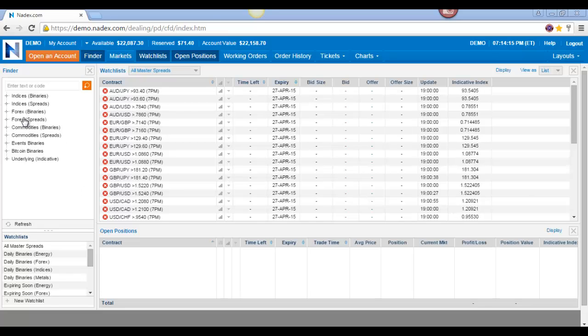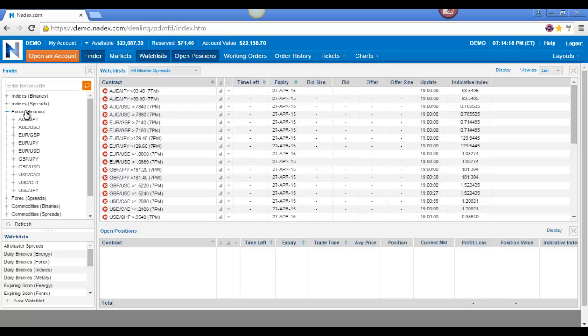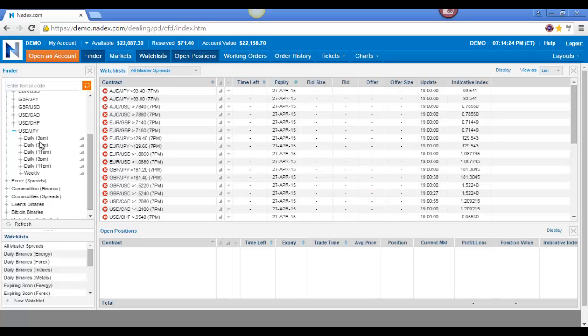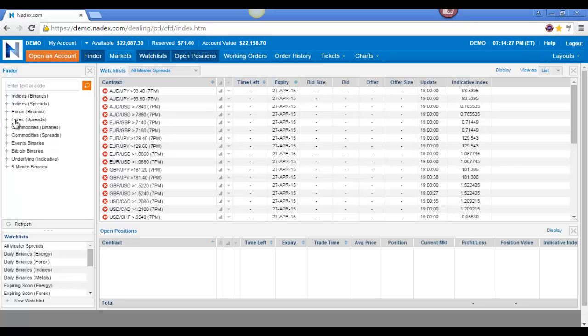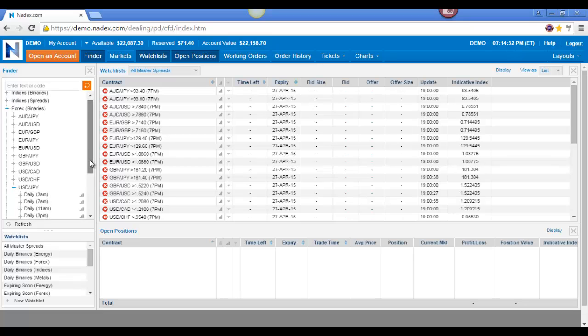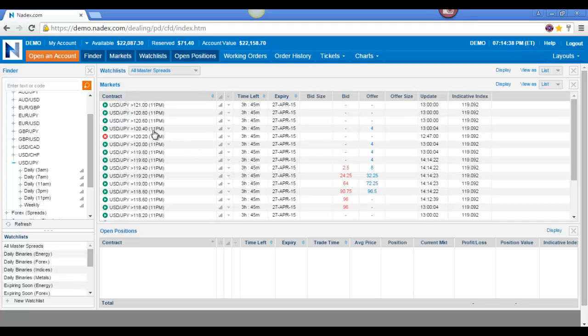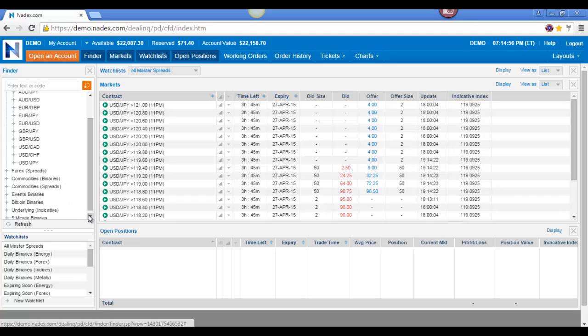So let's see here. For example, if we go to Forex, let's just take a look at the U.S. dollar yen. And right now, let me refresh this here. Any contracts you see, for example, here in a little bit, we've got just later tonight the 11 p.m. expirations. That's 11 p.m. Eastern time. Anything quoted on Nadex will always be Eastern time. So keep that in mind when you're looking at any expiration, whether it's binaries, spreads, 5-minute binaries, anything at all on Nadex will always be Eastern time.